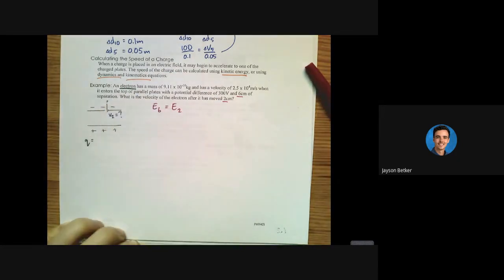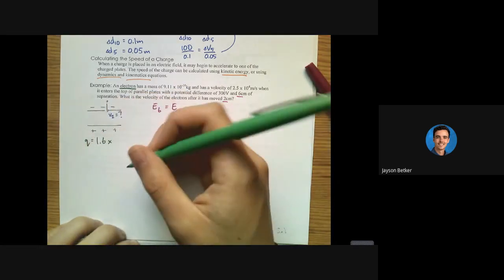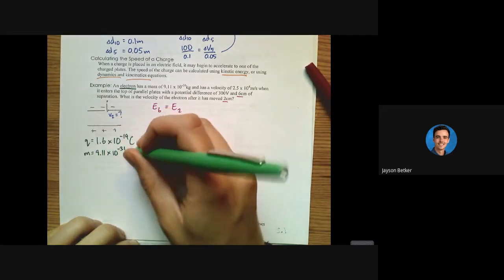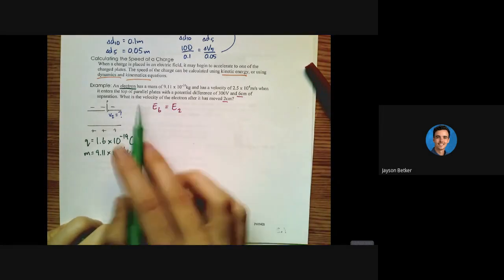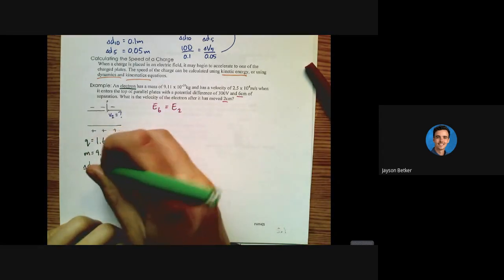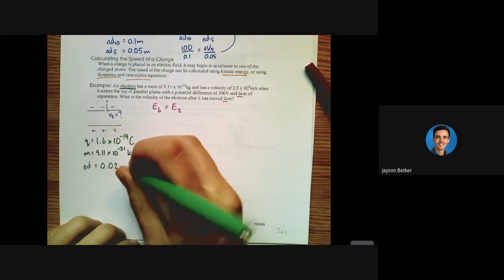It tells us that we've got an electron. We need to recognize that when it tells us it's an electron or a proton, that is actually a way of telling us what its charge is. A single electron will have the same charge, 1.6 times 10 to the negative 19 coulombs. It told us the mass of an electron is 9.11 times 10 to the negative 31 kilograms. The displacement: it says what's the velocity of the electron after it's moved 2 centimeters, so our delta d is equal to 0.02 meters.